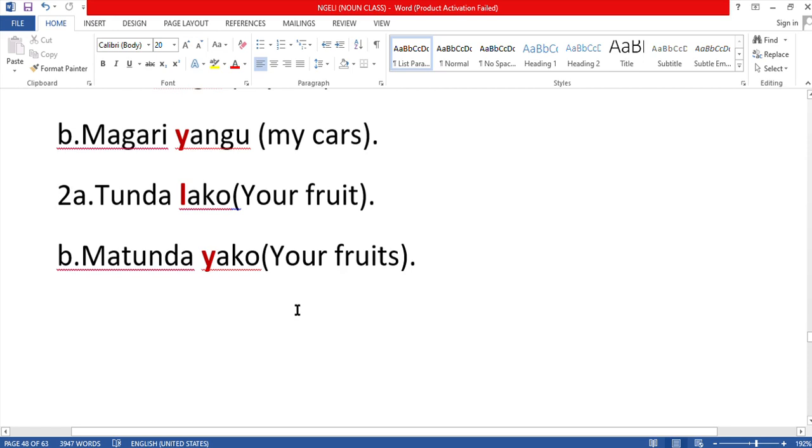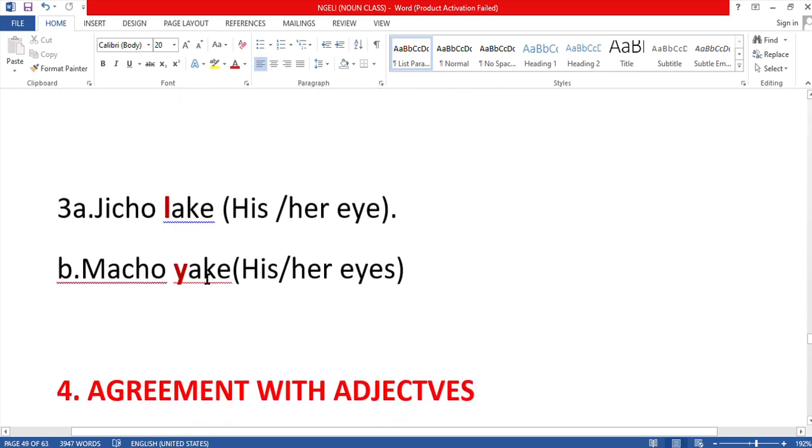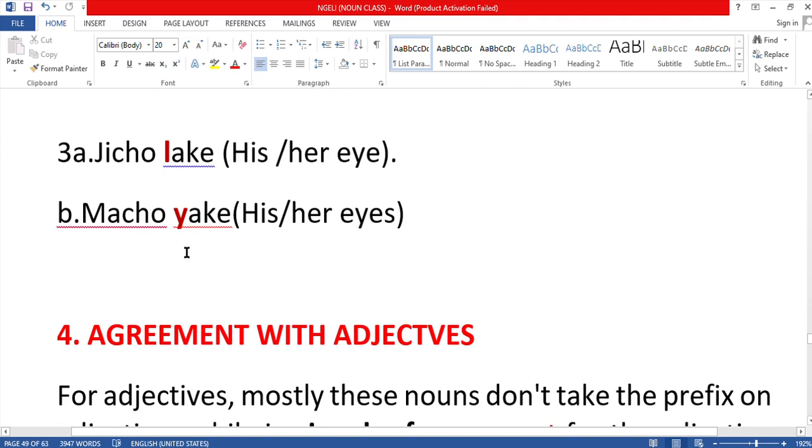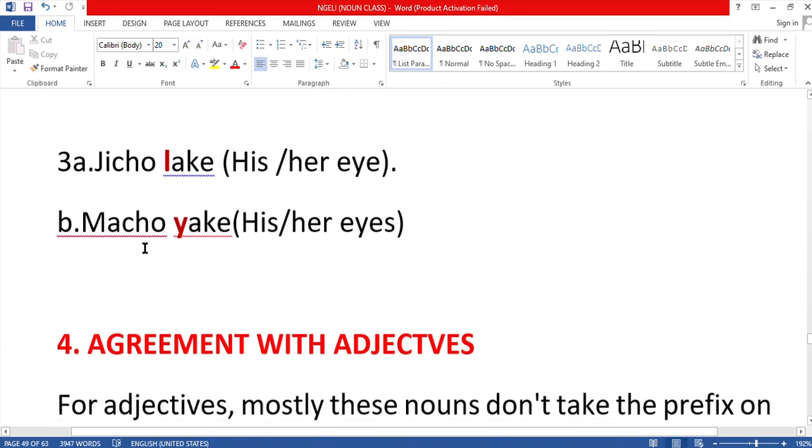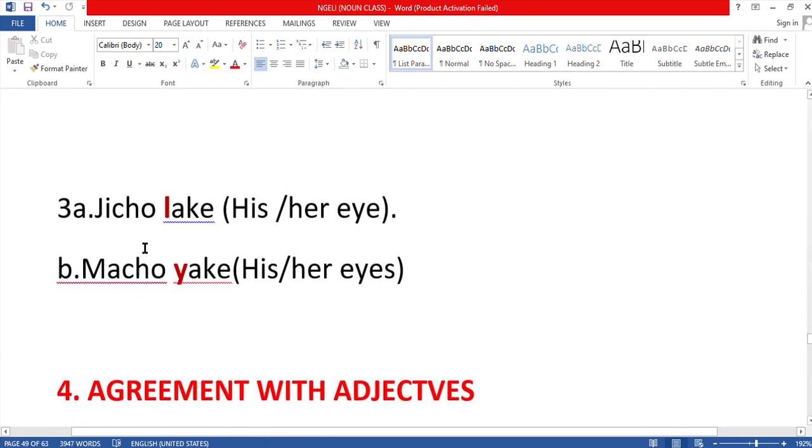Matunda yako. So, jicho lake, his or her eye. Then macho yake. So you don't say jicho majicho. No. This is the format. Jicho, we change to macho. Jicho lake, his or her eye. Macho yake, his or her eyes. So this is a bit tricky here.